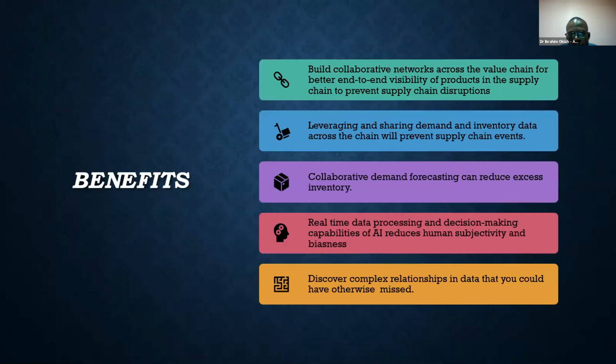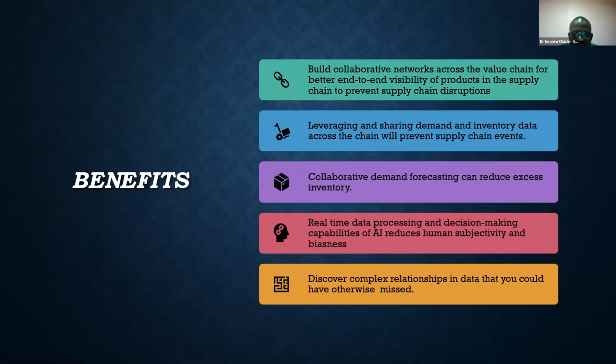Now, to the benefits, you realize artificial intelligence can drive end-to-end visibility of the products. You'll be able to even prevent counterfeits from getting into the system, because from the manufacturing to the consumer, you can see how the product flows through the chain. If you have that end-to-end visibility, you can prevent counterfeits, and it can also prevent supply chain disruptions. We're also advocating for sharing the data that you have in your system. If you share your demand and inventory data across the chain, it will prevent supply chain events, in that at least the suppliers will be able to know what the consumers need and the level of inventory they have, for them to reconsider the stocking levels.